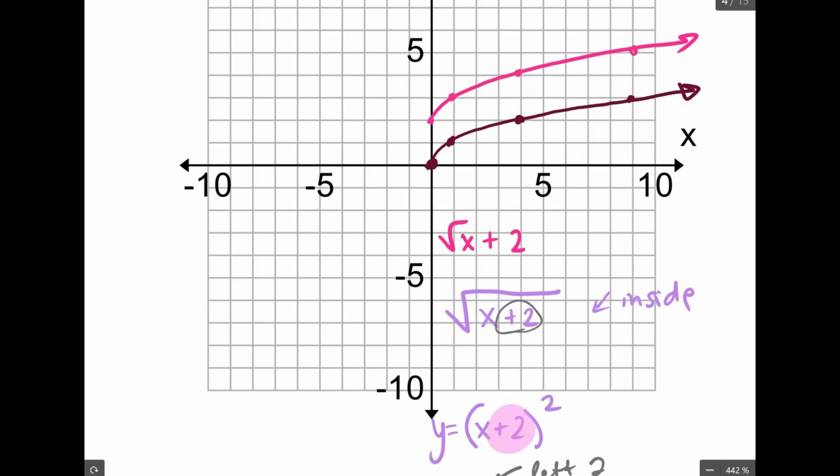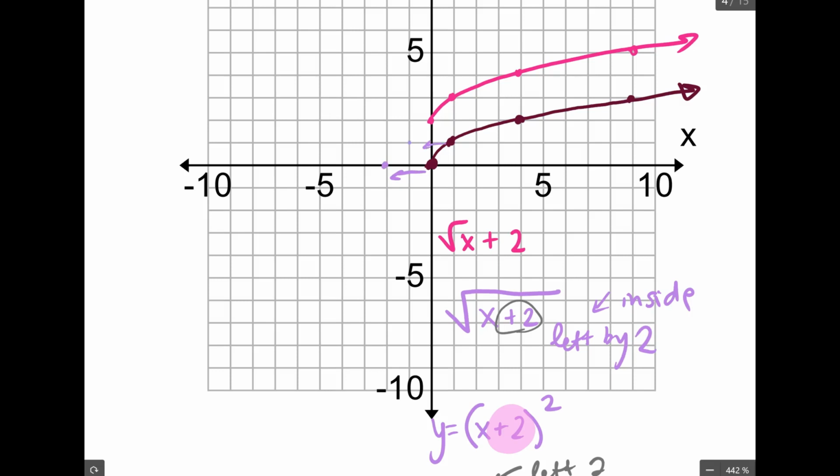This is just transformations of functions. We went over this in chapter 2 with absolute value. We went over this in chapter 4 with parabolas. And now we're going over it in chapter 6 with square roots. So since this is the x plus 2, moving everything to the left by 2, I'm going to take all of my points and move them to the left by 2.